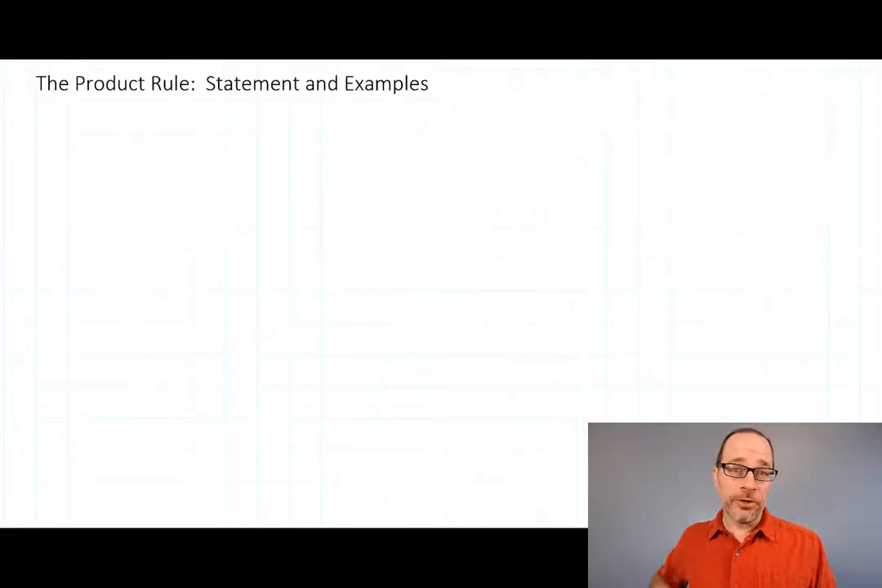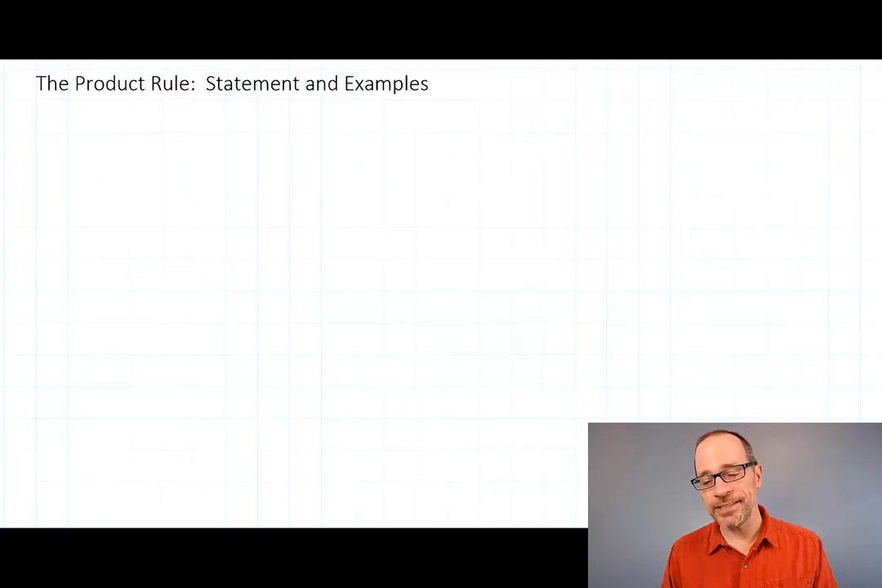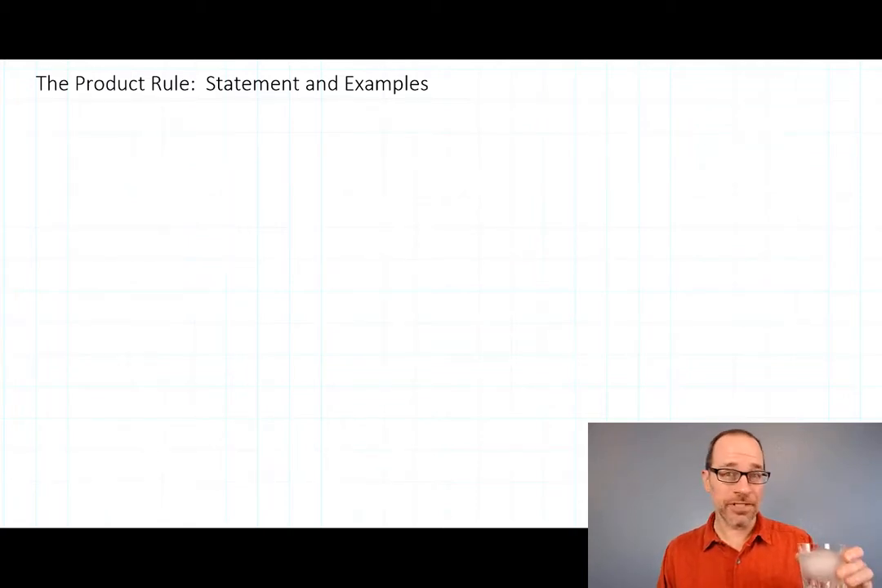Welcome! We're going to do the product rule today. This is a super important rule in mathematics, one of the two big differentiation rules, and it's incredibly powerful. And maybe even better, it's also easy to apply with just a little practice.